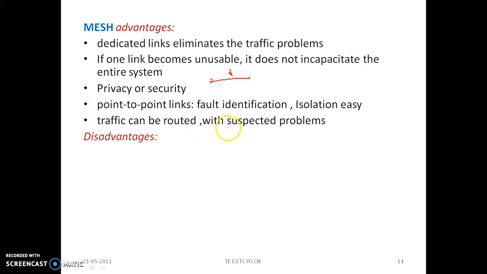Traffic can be routed around suspected problems in the network. As we have seen with the 5 nodes, if a problem occurs with one particular node, that is not the only way it can be connected. If this is not working for a while, then an alternative path can be used for the communication between these two. So this can be transferred here and then forwarded ahead. So that is not the only option. Traffic can be routed around suspected problems for a certain period of time.